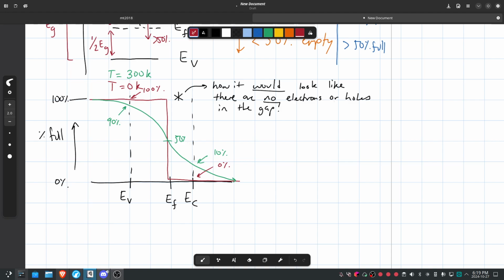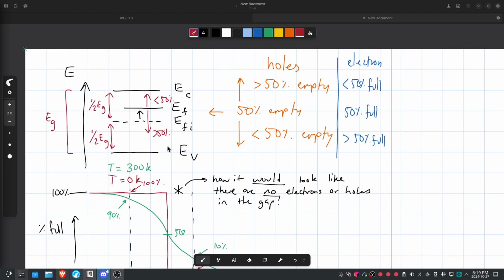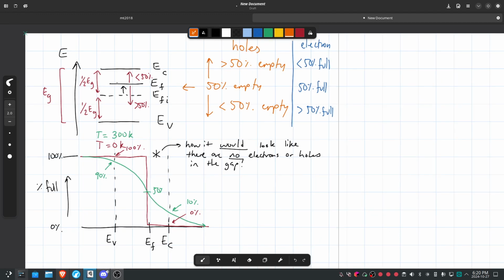So I'm sorry, I may have gotten a little bit lost in the sauce. The question was, when is the chance to find a hole above 50%? Well, yeah, here you go. So holes are above 50% above the Fermi energy. They are below 50% below the Fermi energy, and the opposite for electrons. Are there any questions about this? Okay, I'm going to assume not.